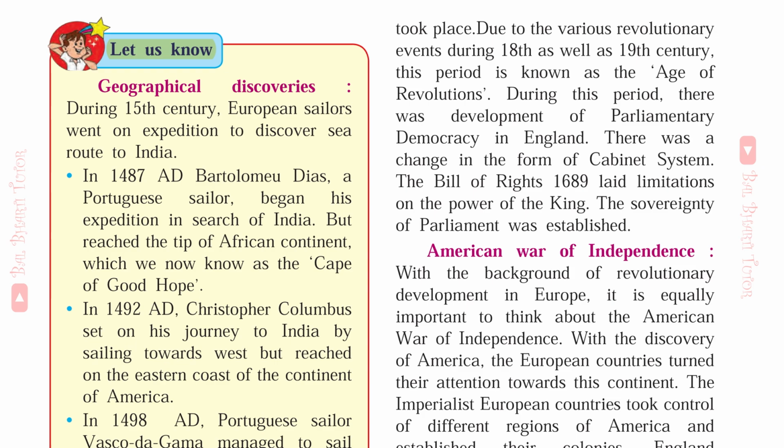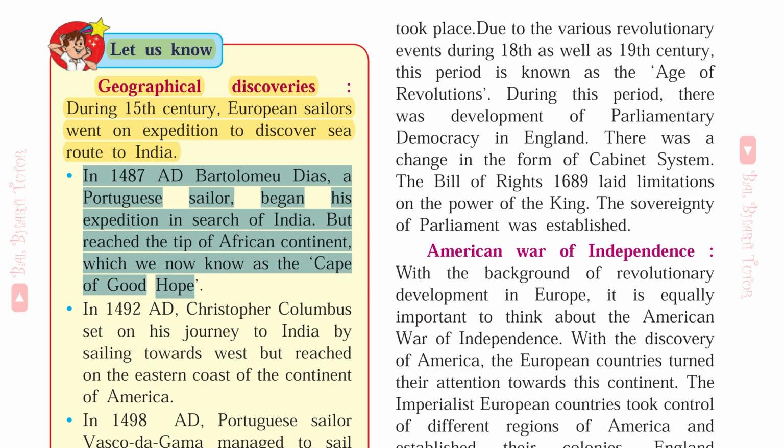Let us know. Geographical discoveries. During 15th century, European sailors went on expedition to discover sea route to India. In 1487 AD, Bartolomeu Dias, a Portuguese sailor, began his expedition in search of India, but reached the tip of African continent, which we now know as the Cape of Good Hope.